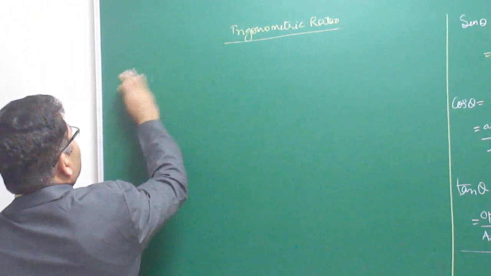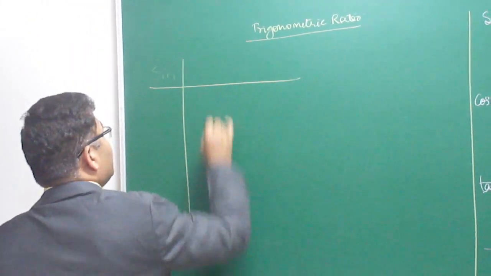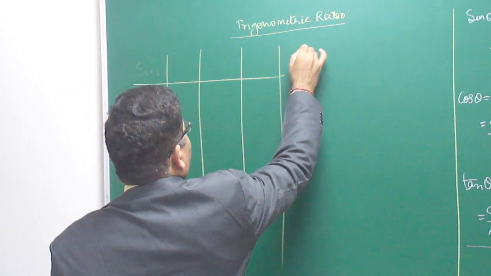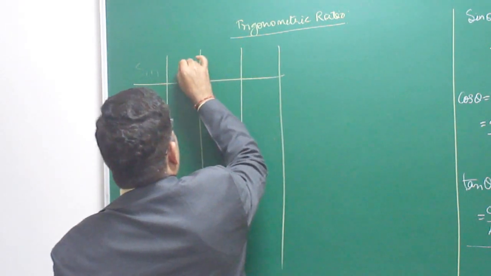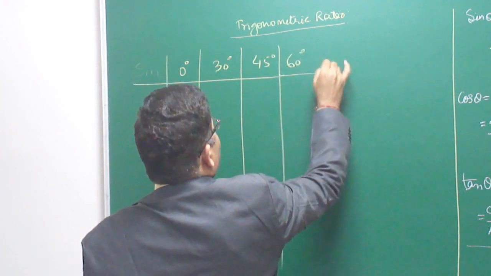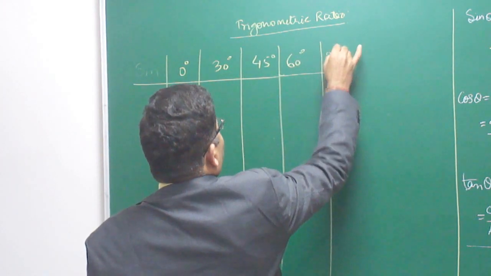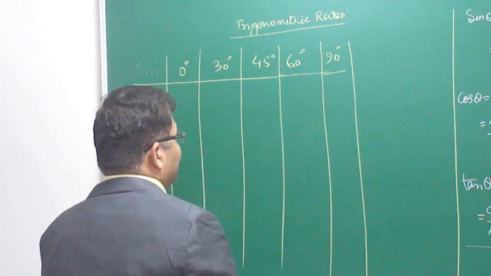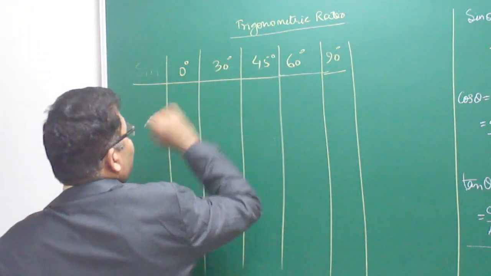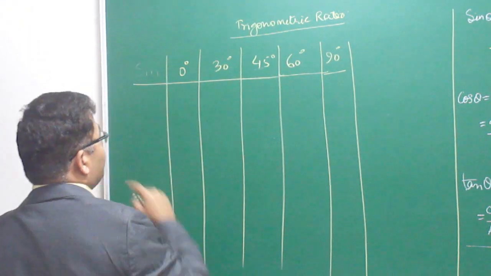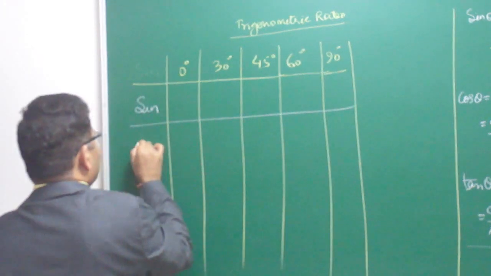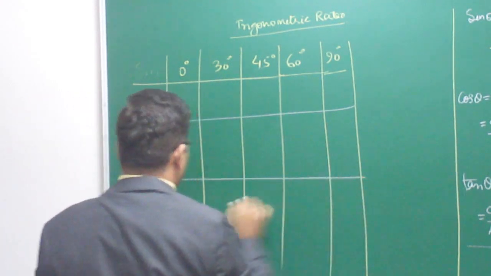Sine theta, the value of the function at 0, 30, 45, 60 and 90 as well. This is 0 degree, 30 degree, 45 degree, 60 degree and 90 degree. Although 90 degree is not required, right? 0 degree is not required. If you remember only these three, then it will be helpful and you will be able to analyze this. So sine theta, then cos and then tan, right?